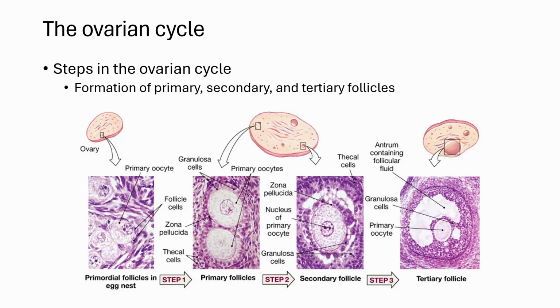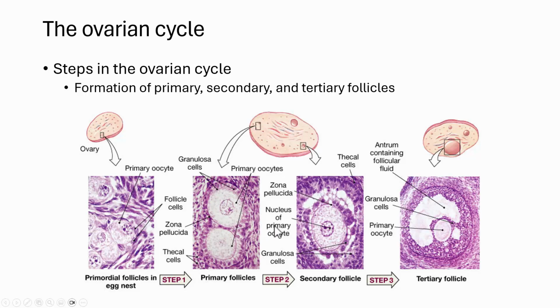And now let's take a look at the ovarian cycle. Okay, again, steps in the ovarian cycle are going to be formation of the primary, secondary, and tertiary follicles, like you saw in the video. And here is a primordial follicle in an egg nest. And then step one, it's going to turn into a primary follicle. And you can see the zona pellucida, as well as the granulosa cells.